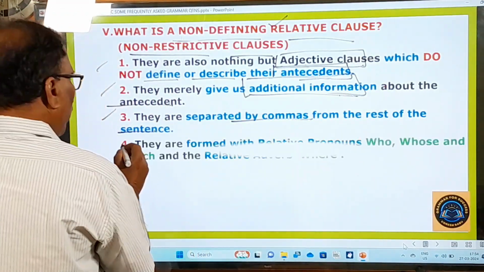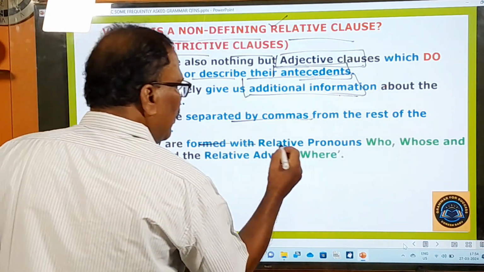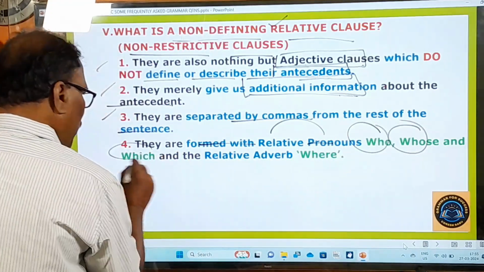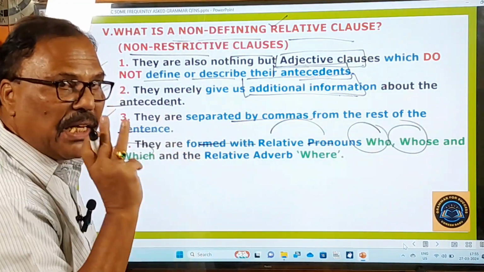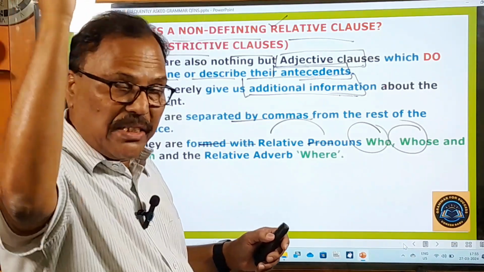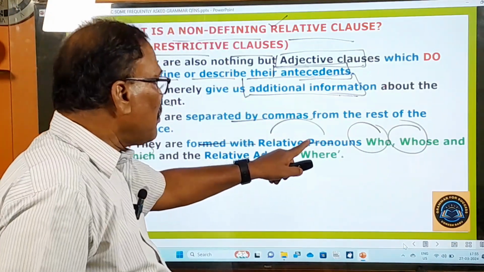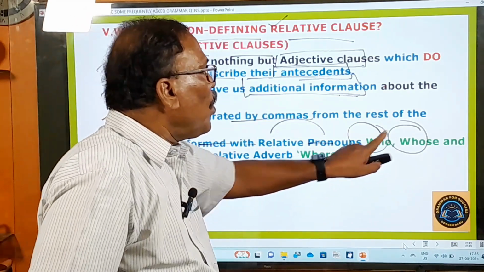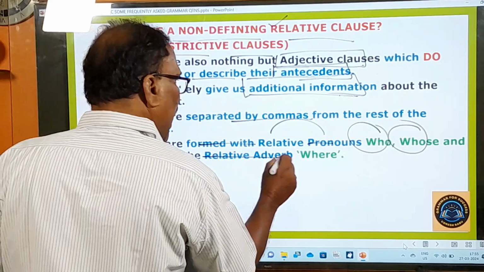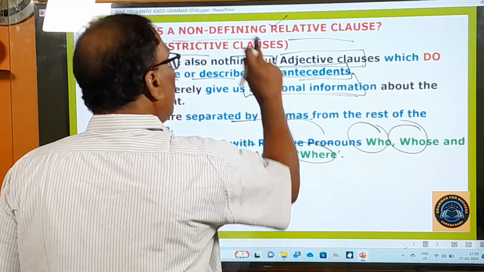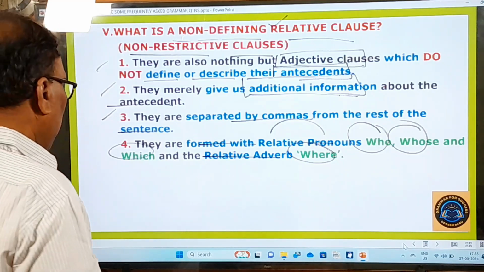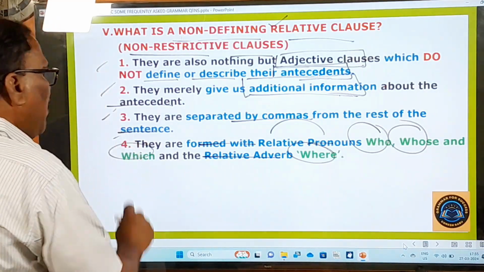Very, very important. And the fourth important point is they are formed with relative pronouns. What are those relative pronouns? Who, whose, and which. Remember, only with these 3 relative pronouns they are formed, not with all the others like whom, what, that. There are so many relative pronouns, but not with all of them. Only with who, whose, and which. Please remember. And also with the relative adverb where. Only these are used to form a non-defining relative clause. Please keep these 4 points in your mind.